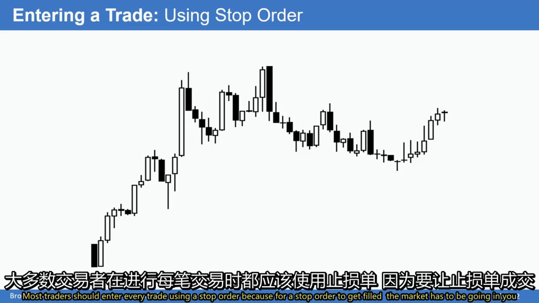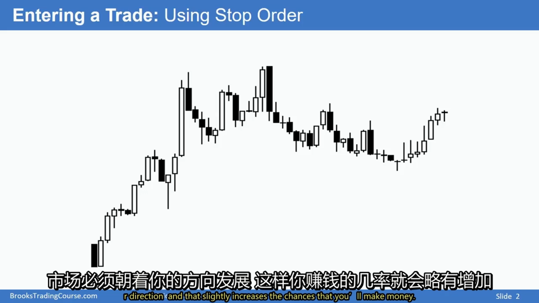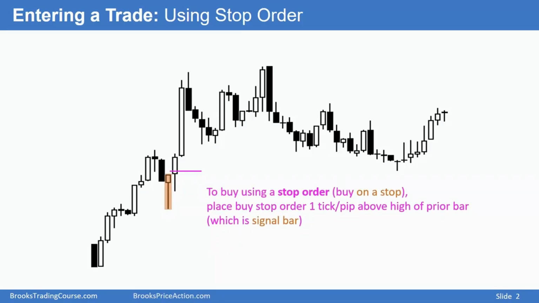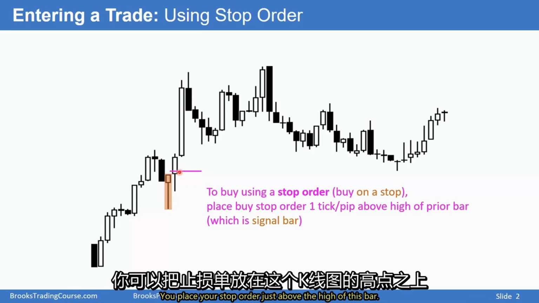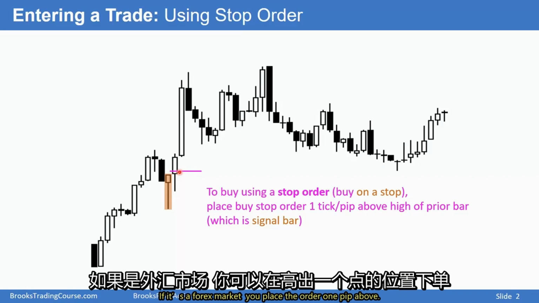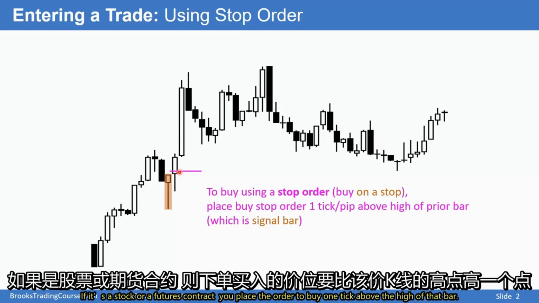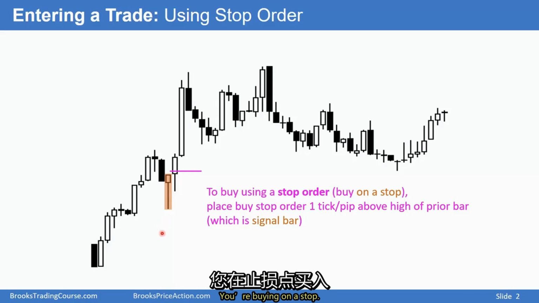Most traders should enter every trade using a stop order, because for a stop order to get filled, the market has to be going in your direction, and that slightly increases the chances that you'll make money. For example, we have a swing up here and then a pullback and a bull reversal bar. To buy using a stop, you place your stop order just above the high of this bar. If it's a Forex market, you place the order 1 pip above. If it's a stock or a futures contract, you place the order to buy 1 tick above the high of that bar. You're buying on a stop.